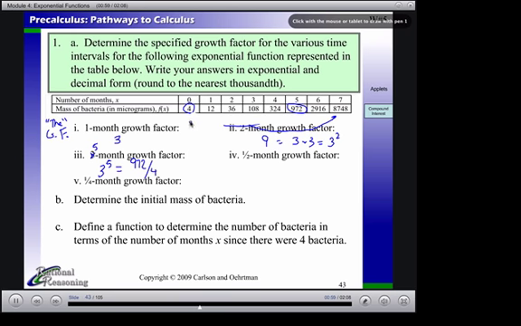So what's the idea of a half-month growth factor? That if we multiplied 4 times the half-month growth factor, we would get, well, we don't know what we get. All right? So now we have to change. At 0 we have 4. At a half, we don't know. And at 1 we have 12.